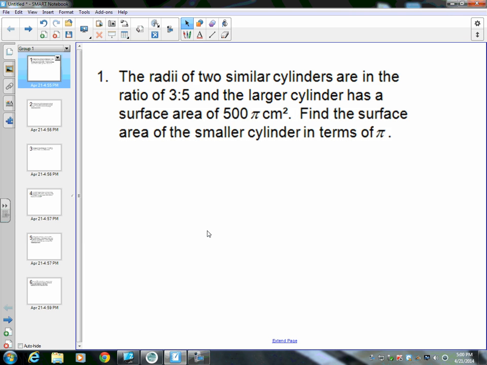Okay, this is the worksheet that we got today. It's called Worksheet 6. It's dimensional changes, and it's practice over that. Okay, first of all, we're going to look at number 1.